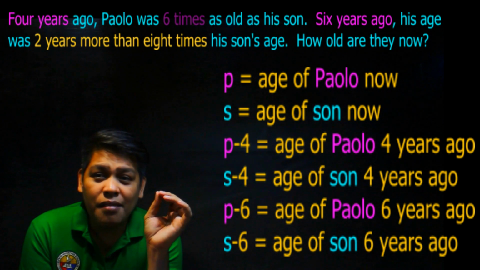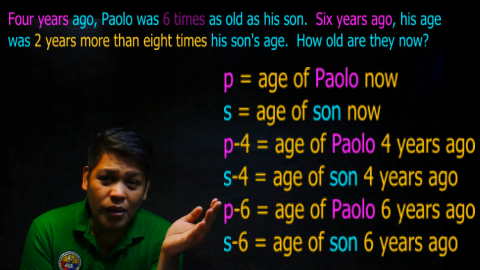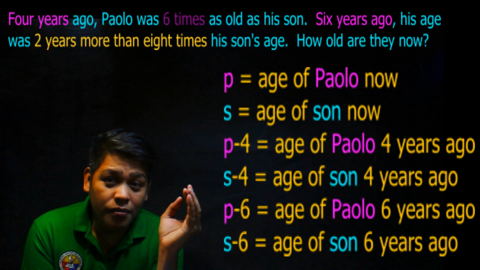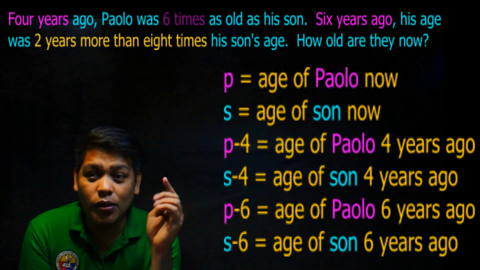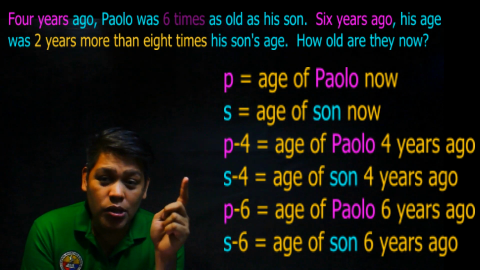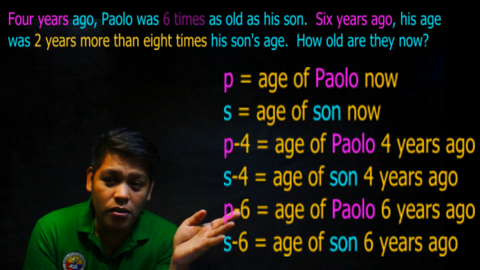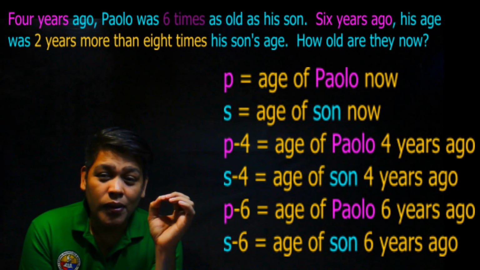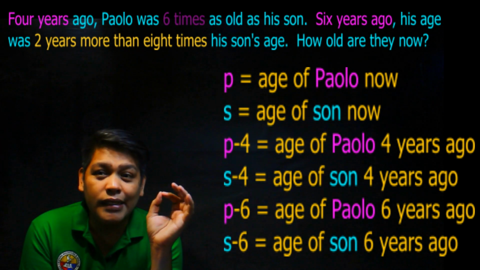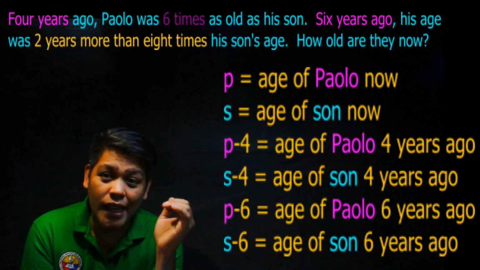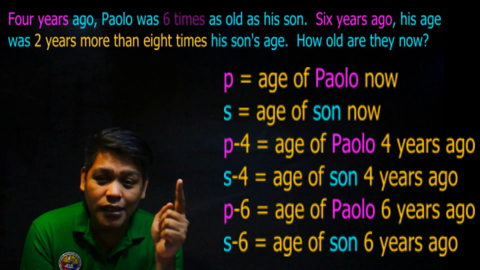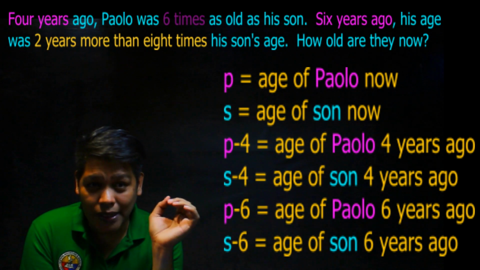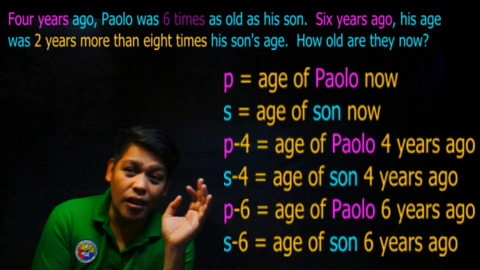Then, kapag sinabi natin 4 years ago, ibig sabihin, yung age niya ngayon, babawasan natin ng 4. So, P minus 4 is the age of Paulo 4 years ago. Then, the age of son, S minus 4, 4 years ago. Then, 6 years ago, siyempre, babawasan natin ng 6. So, P minus 6 is the age of Paulo 6 years ago. And S minus 6 is the age of the son 6 years ago.